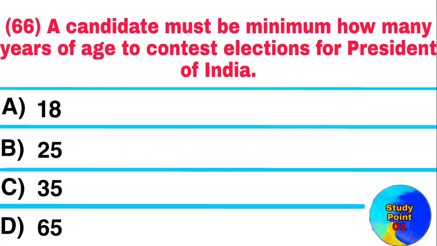Question. A candidate must be a minimum of how many years of age to contest elections for President of India? A. 18. B. 25. C. 35. D. 65. Answer. 35.